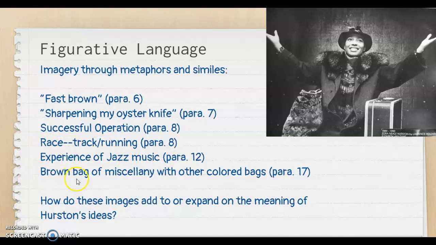And then at the end, she talks about the brown bag of a miscellany that's propped up against a wall with a whole bunch of other bags of other colors. And that is a metaphor for people. Every person is a bag of one type or another filled with miscellany. And so when we encounter these images, we need to spend some time to think about them and to ponder, how do these images add to or expand on the meaning of her ideas? All of these things just deepen her exploration of what it means to be Zora, and her experience of life in the U.S. in the 1920s at the height of the jazz era.